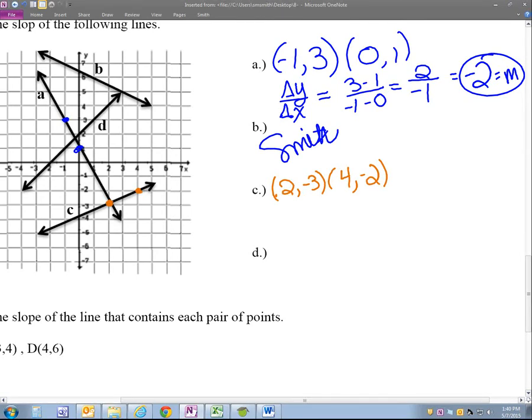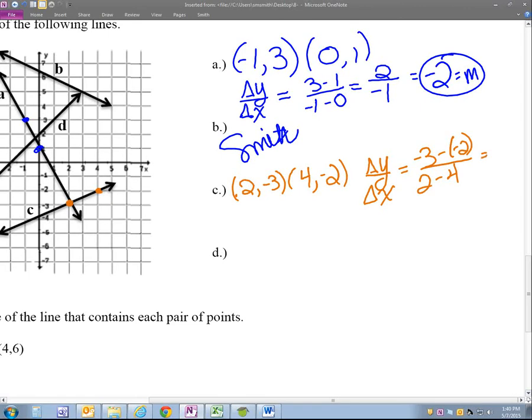-3, 4, -2. So my change in y over change in x, we have -3 minus -2 over 2 minus 4. That comes out to be -3 plus 4 is 1. 2 minus 4 is -2. So I have my slope is -1/2 for this guy.